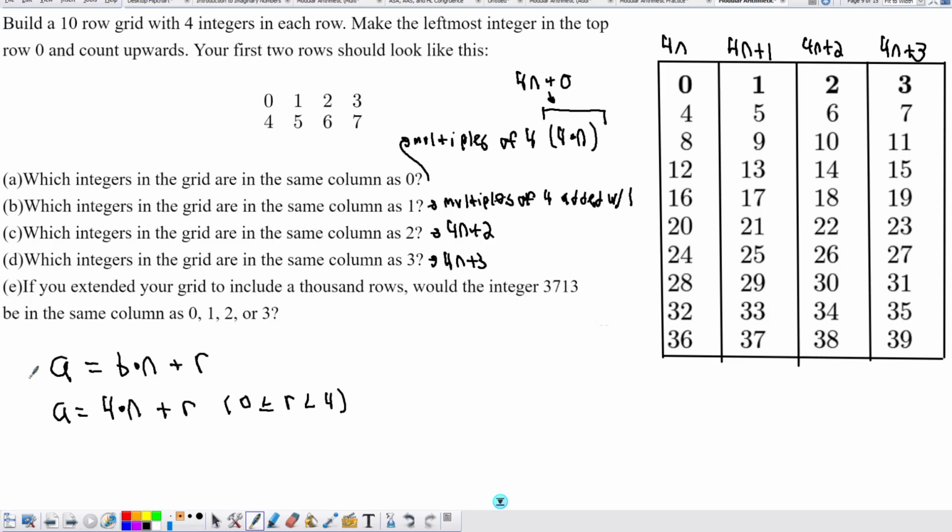Now, let's look at part E. If you were to extend the grid to 1,000 rows, would the integer 3,713 be in the same column as 0, 1, 2, or 3? The way we're probably all taught to divide is with long division. We probably haven't been taught the division algorithm in grade school or anything like that. And I'll probably make a video in the future going into more detail about how this all works. But I'm going to show you both ways how to do it, starting with the division algorithm. So, in this case, 3,713 is my A value.